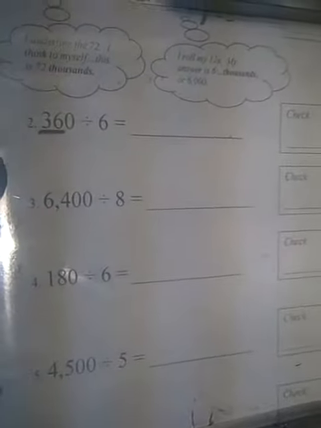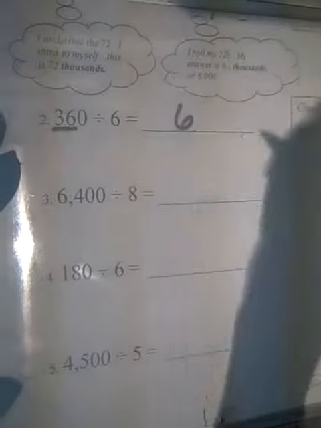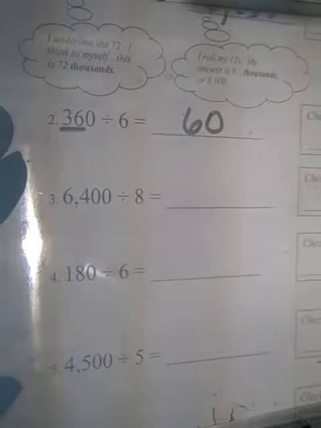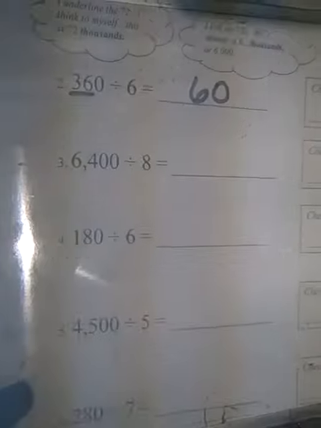So another example would be 360. It's really 36 tens. 36 tens divided into 6 groups is 6 tens, or 60.